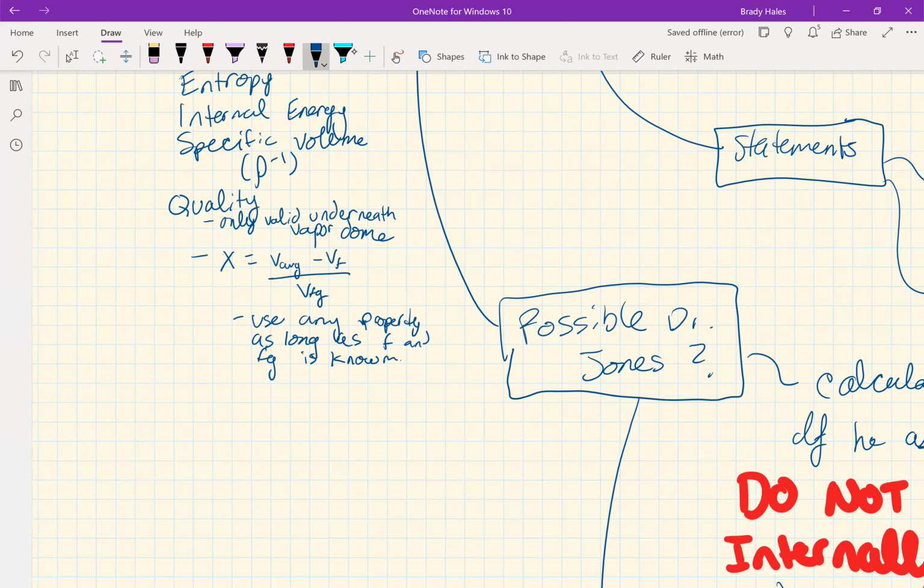Okay, so this v average is given in the problem, or I guess maybe I should say representative of the system. And v_f and v_fg are table values.